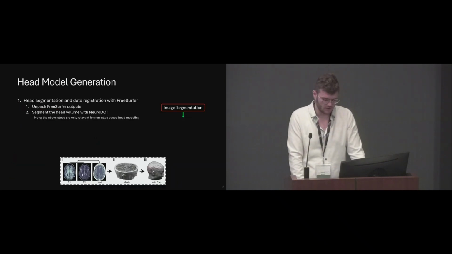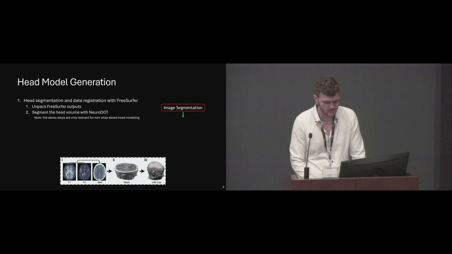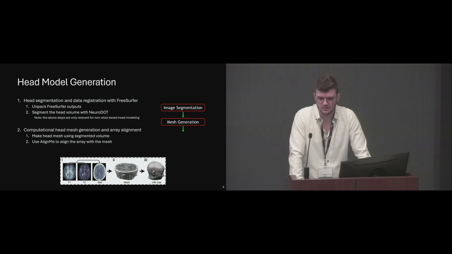So in terms of head model generation, just generating our model of the head and brain, here in our lab, we use FreeSurfer. So we'll unpack those FreeSurfer outputs and then segment the head volume with NeuroDOT. These two steps are really only relevant for non-atlas-based head modeling. So if you have a participant MRI, this is what you'd be doing in that case. And then after that, you'll generate your computational head mesh and then align your array. So we use the segmented volume to make the head mesh. And then in our lab, we use an app that Abby McGee developed to align the array with the mesh, and that app is called AlignMe.